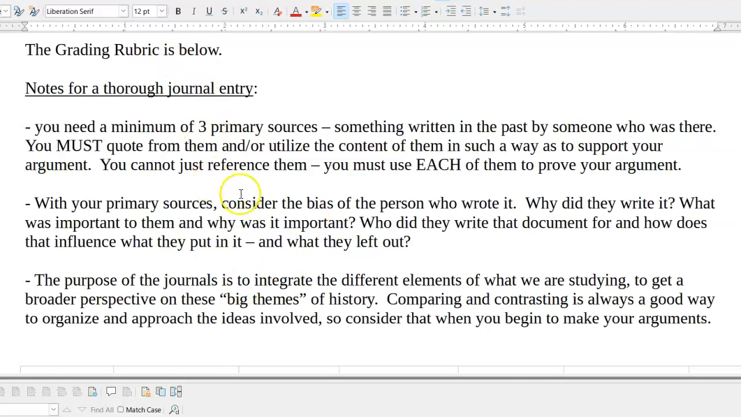Consider the bias of the person who wrote it or their perspective. What do they take for granted? Why did they write it? Bearing in mind that up until effectively the last 200 years, writing was not something everybody could do. So when you're looking at a lot of the documents that you're going to be seeing throughout this course, they're being written by a select group of people, normally very elite people in the societies from which they come.